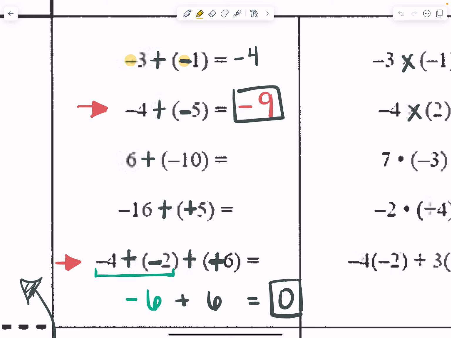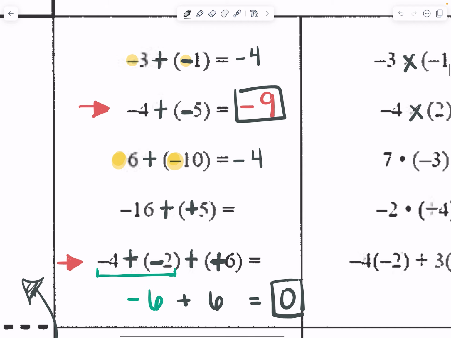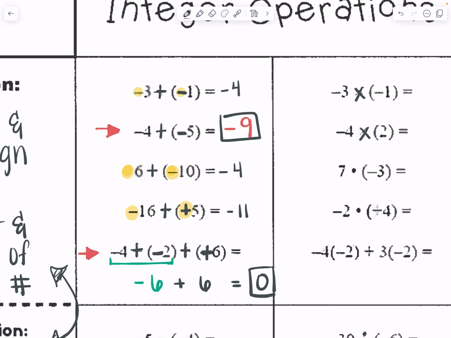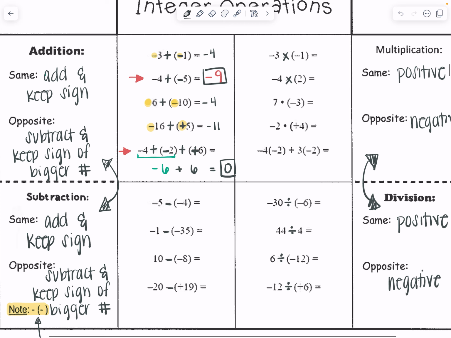6 plus -10, I've got opposite signs, so I'm going to subtract them. So 10 minus 6 gives me 4 and keep the sign of the bigger number, which is -10, so -4. -16 plus 5, these are opposite signs, so I'm going to subtract them and keep the sign of the bigger number. All right, same rules are true with subtraction.